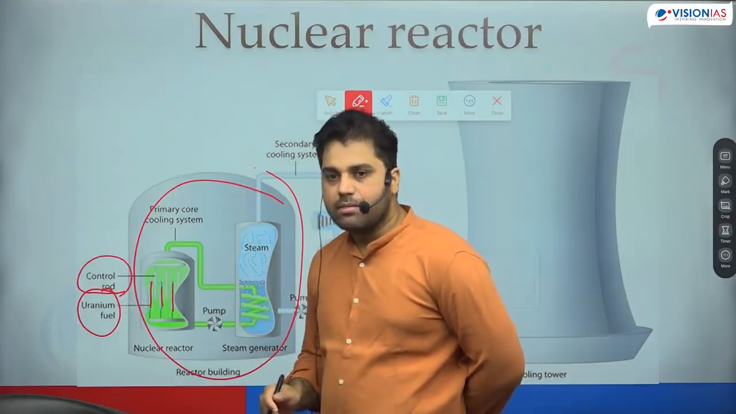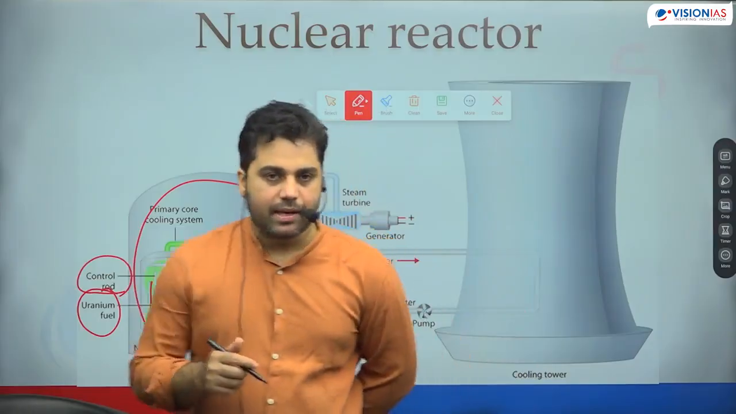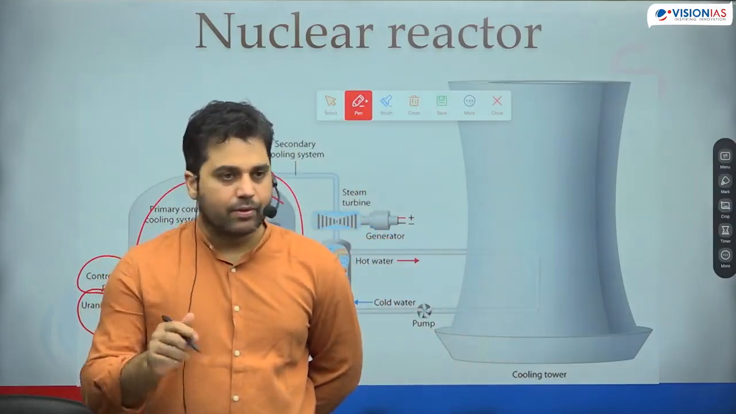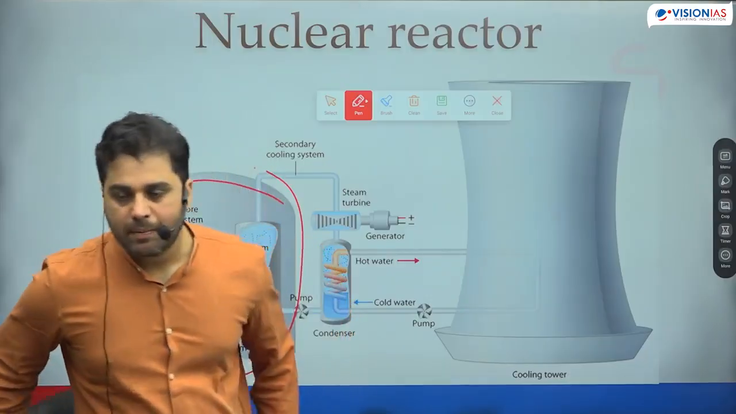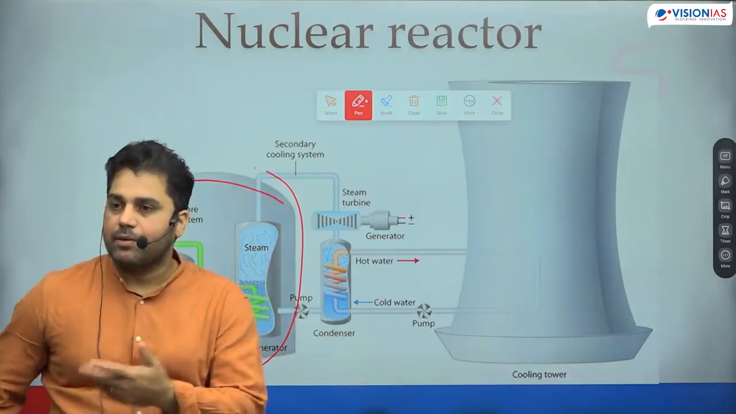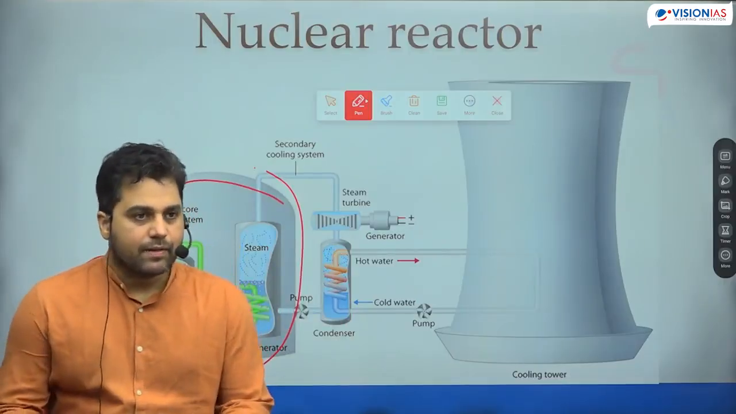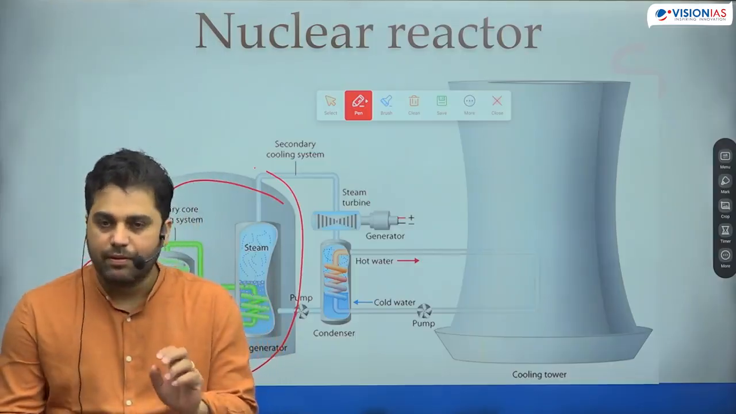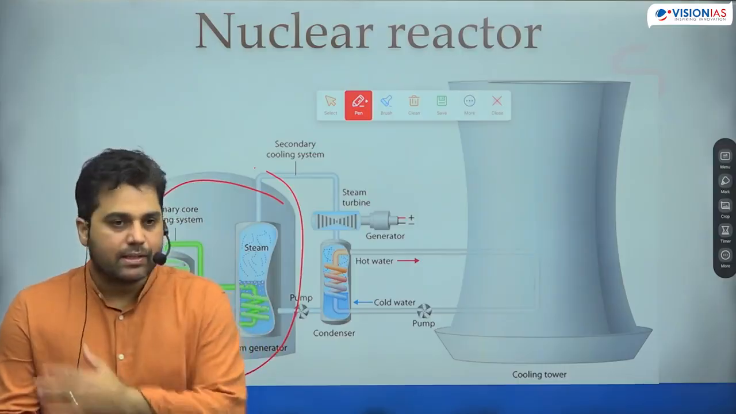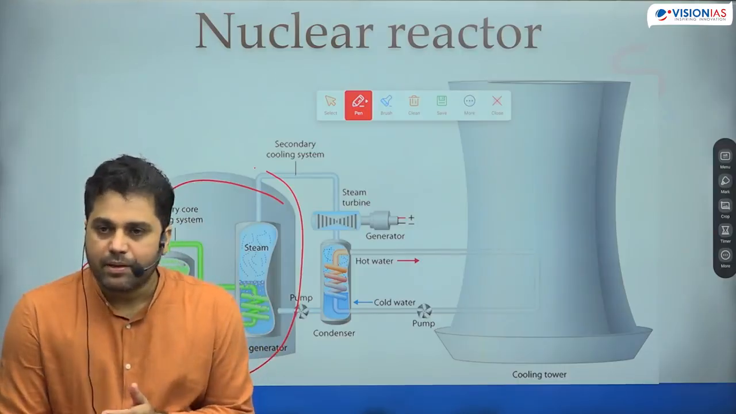So control rods are made of those materials which can absorb that excess of neutrons. We know that this reaction becomes uncontrolled because it produces more neutrons than what it started with. So the goal of the control rod here is that it should be able to absorb excess neutrons so that this reaction can continue in a controlled fission manner.